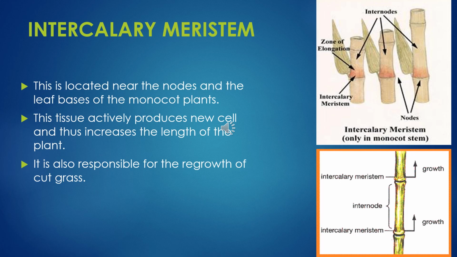Intercalary meristem. This is located near the nodes and the leaf bases of the monocot plants. This tissue actively produces new cells and thus increases the length of the plant. It is also responsible for the regrowth of the cut grass.